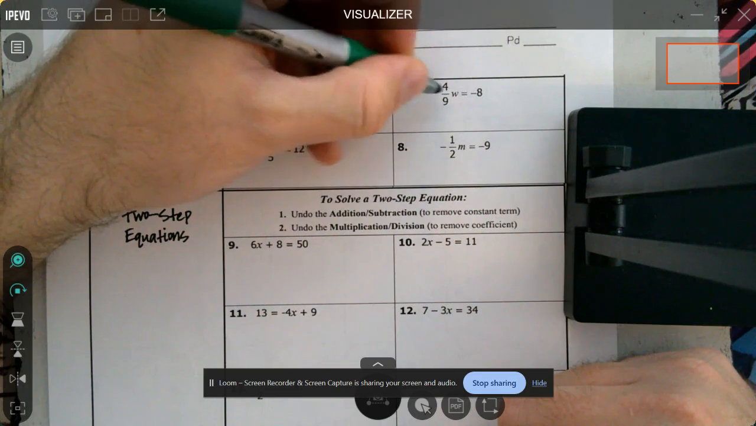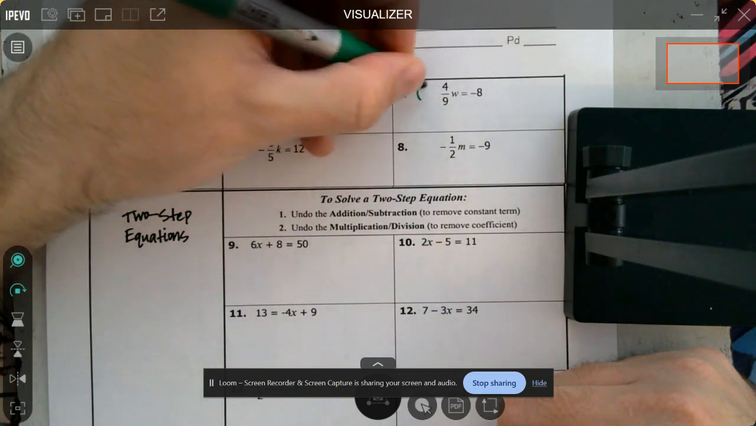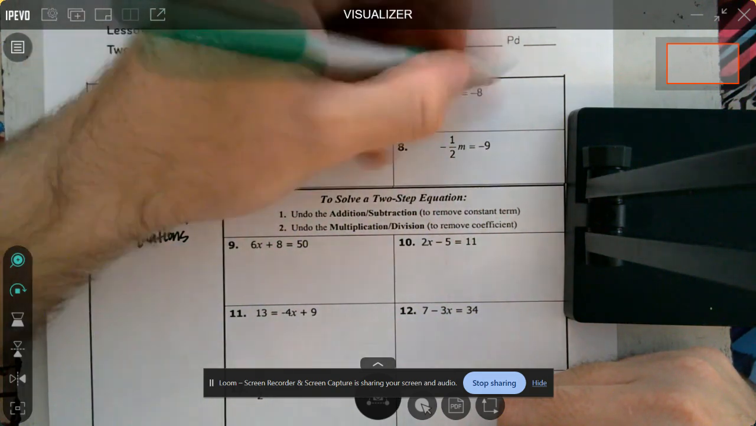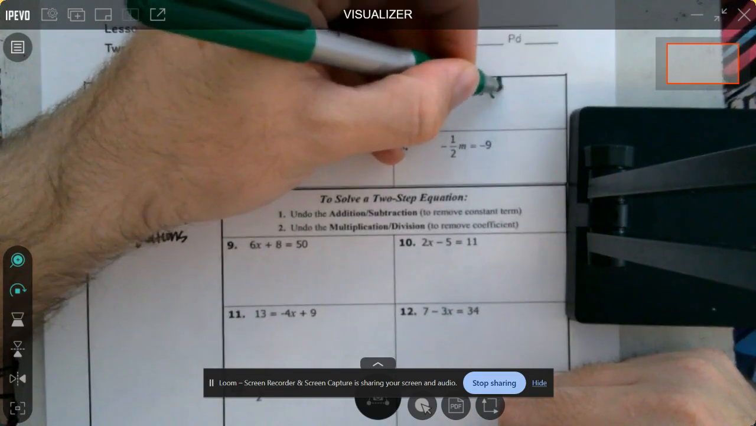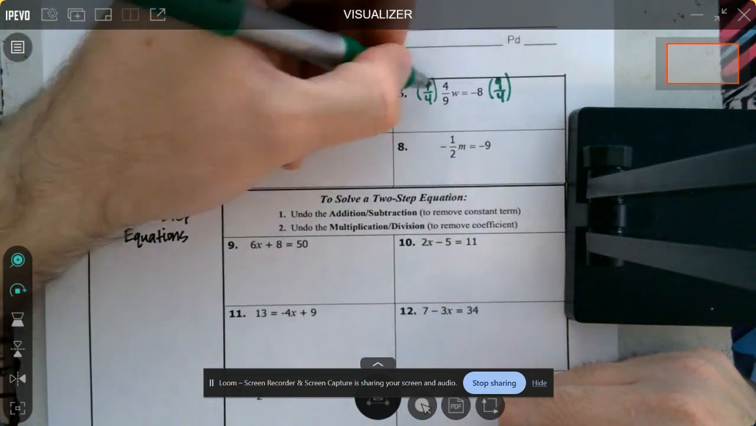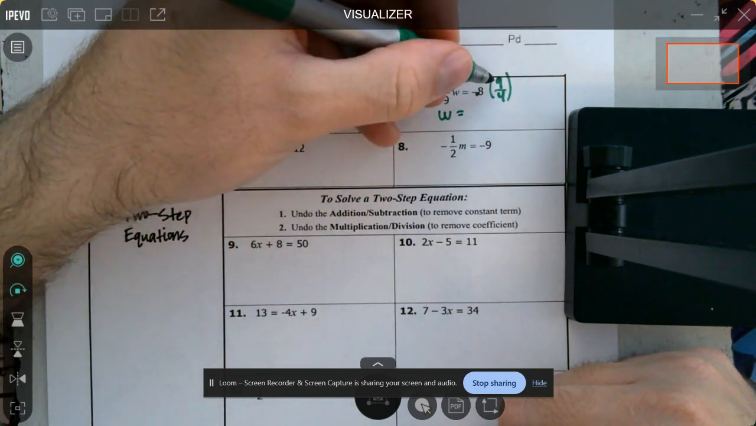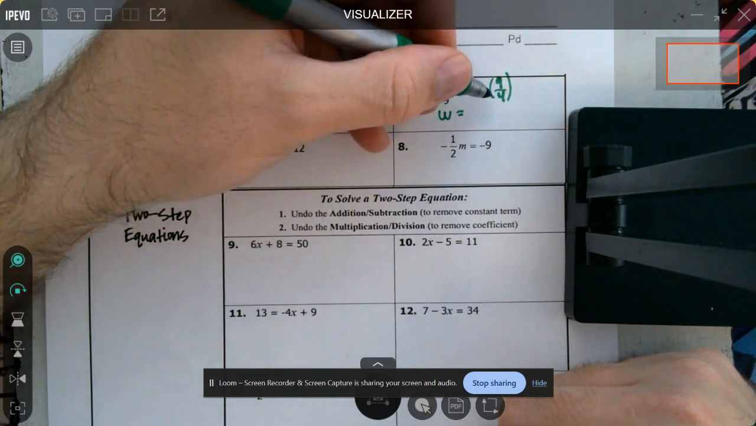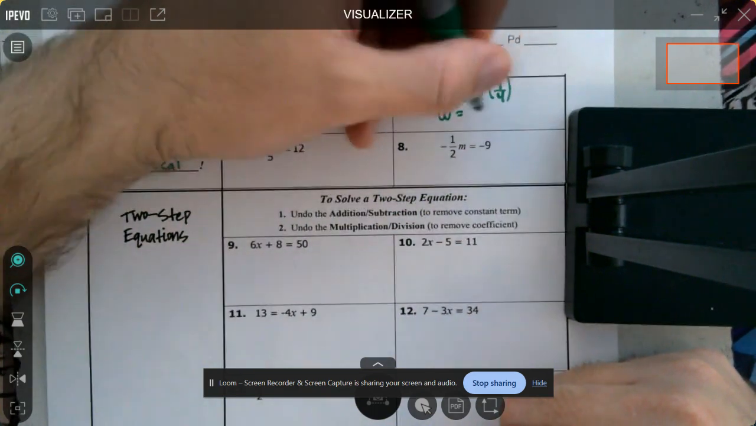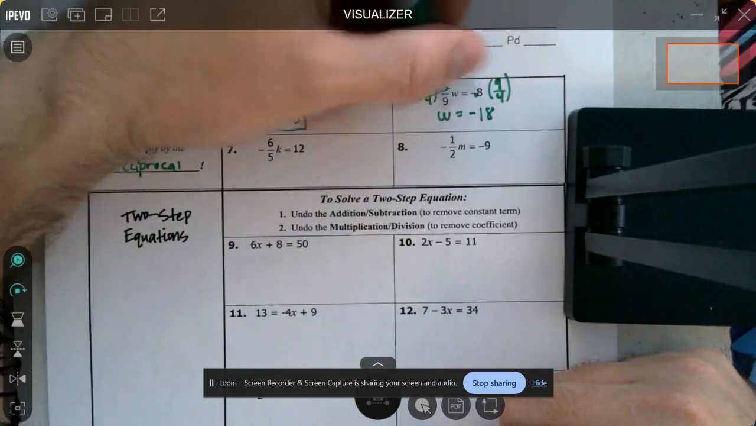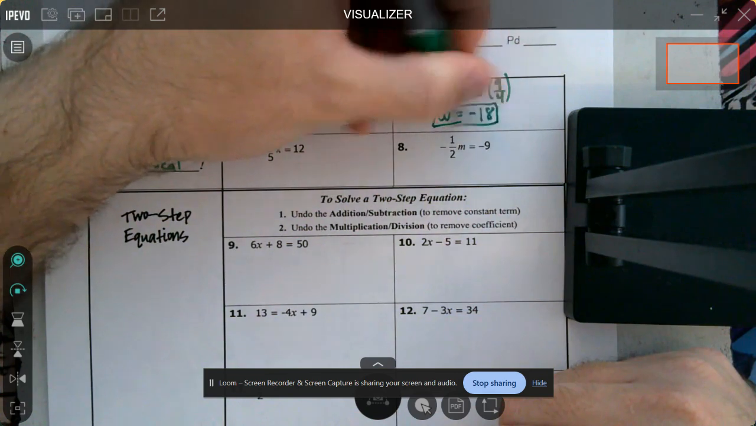So number 6, 4 over 9, multiply by the reciprocal. Multiply by 9 over 4 on both sides. That will cancel. You're left with W equals negative 8 times 9 is negative 72. Negative 72 divided by 4 is 18. So it's negative 18 because different signs results in a negative answer.